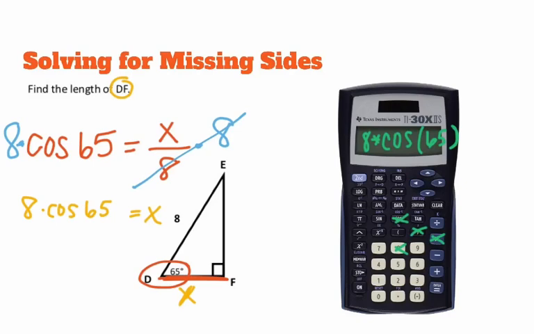Okay, so 8 times cosine of 65, and we get approximately 3.3. Oops, we got to hit equal on our calculator. Okay, and it keeps going on, but I'm just going to round to the nearest hundredth. So that is telling us that this side length is about 3.38, which is reasonable if the hypotenuse is 8.